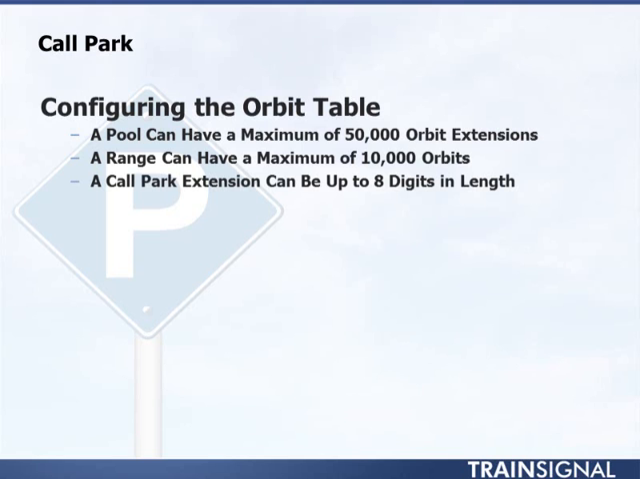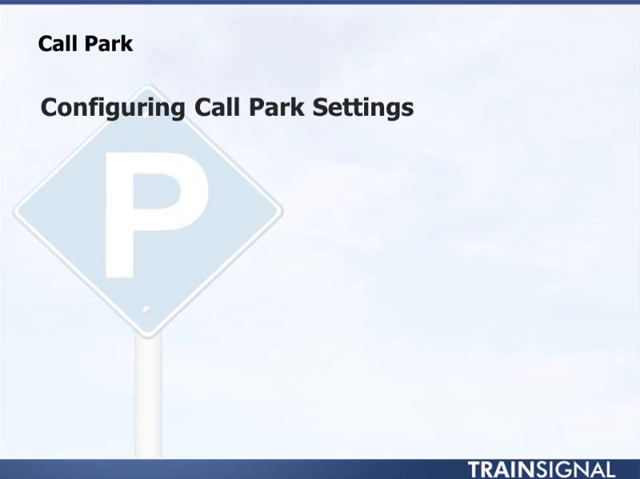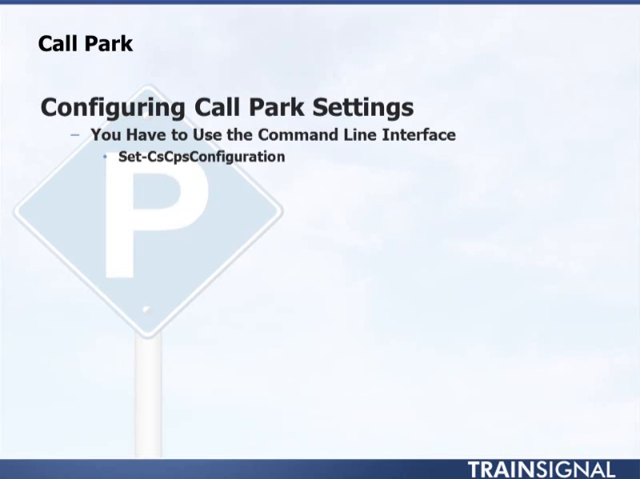A Call Park extension can be up to 8 digits in length. If you're using all numbers, the first digit cannot be a 0, it can be the numbers 1 through 9. All the other digits can be 0 through 9. The first digit can also be a pound sign or an asterisk. To configure the Call Park settings, you have to use the command line interface, Set-CsCpsConfiguration.